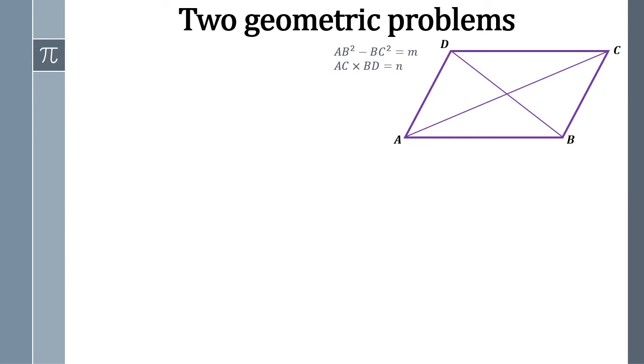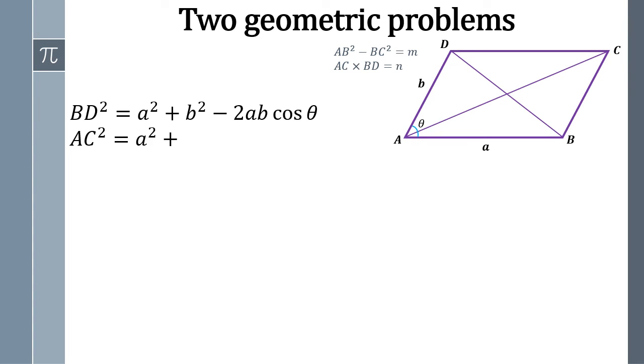Let's get started. First of all, to simplify my writing, I'm going to use a and b to represent the two sides of this parallelogram, and theta to represent the acute angle of this parallelogram. I need to establish a relationship between the two diagonals and the sides. Then I'm going to apply the cosine law here. In detail, BD squared equals a squared plus b squared minus 2ab cosine theta, and AC squared equals a squared plus b squared plus 2ab cosine theta.